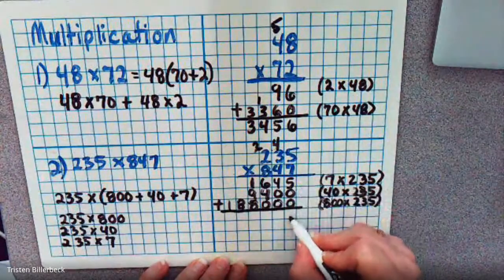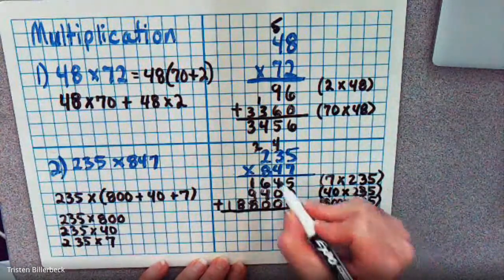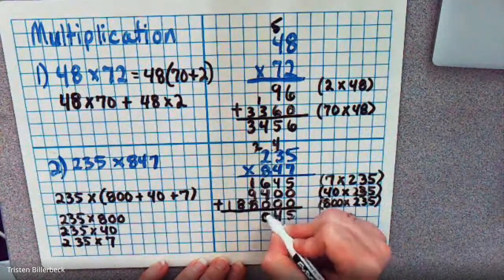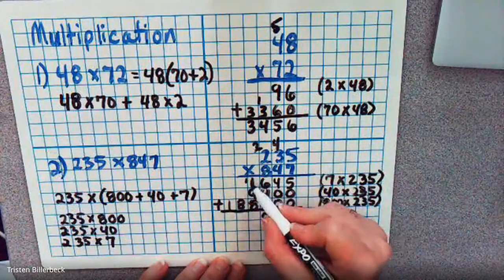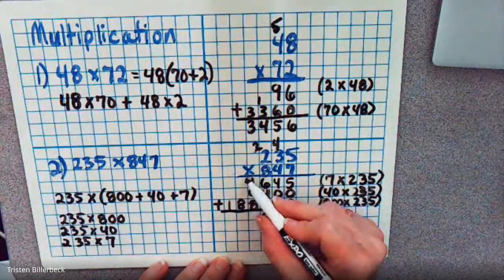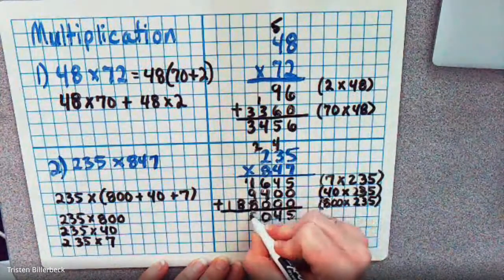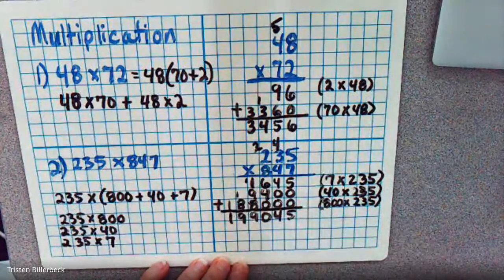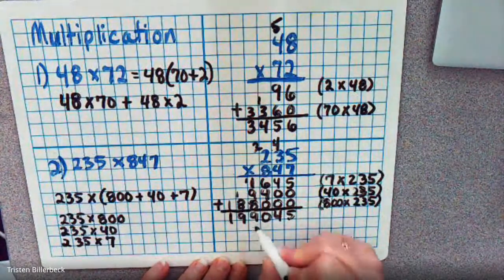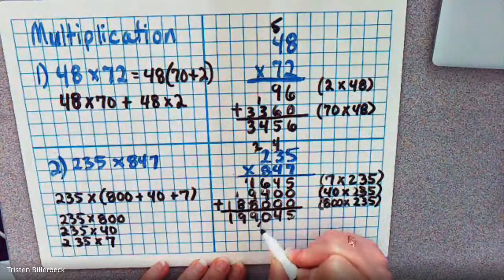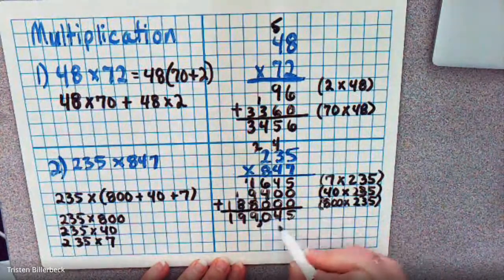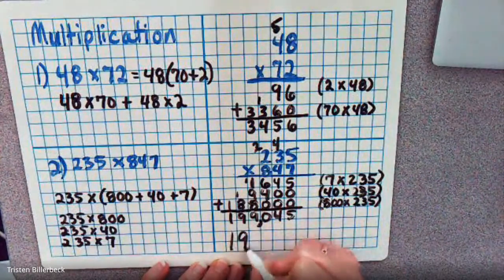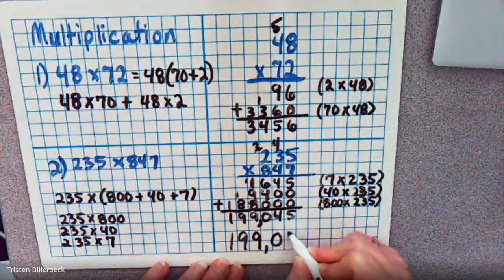So 5 plus 2 zeros is 5. 4 plus zeros is 4. 6 plus 4 is 10. So we're going to carry 1. 9 plus 1 is 10. 11 and then 19. Carry a 1. 9 and 1. So we get 199,045.